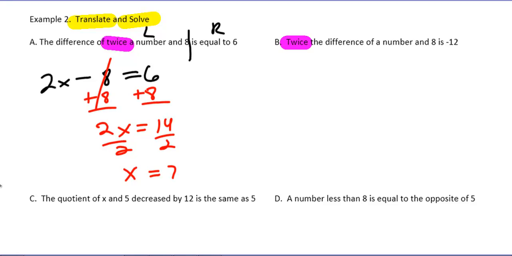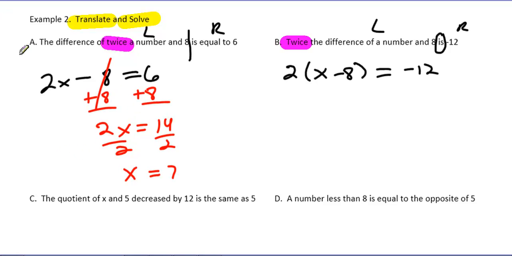Because now the twice, twice the difference, means we want to multiply the answer after we subtract by 2, which means I need to put the difference in parentheses. A number in 8 is negative 12. So again, the word is, I know there's a lot more words to the left than there is to the right, but it cuts our problem in half. This is the halfway point. Whatever's on the left has to be on the left. That negative 12 is on the right, so it's on the right of the equal sign.